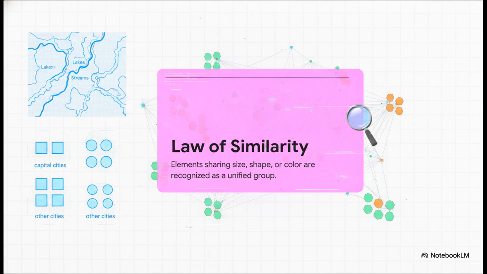Next up is the law of similarity. Our brains instantaneously group things that look alike. It's hardwired into us, and it ensures completely intuitive recognition. Think about it, rendering all bodies of water, like lakes, rivers, streams, in identical shades of blue. Or if a map uses abstract symbols, making all capital cities squares and all other cities circles. That instantly creates two distinct psychological groupings in your mind without you having to constantly flick your eyes back and forth to check a legend. It is a literal brain shortcut.